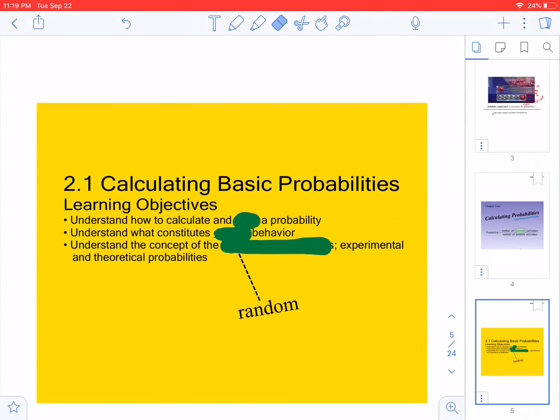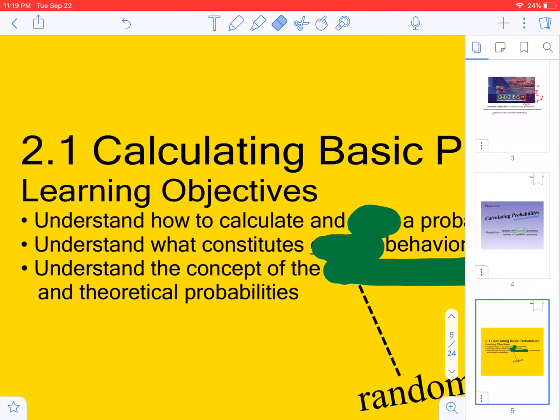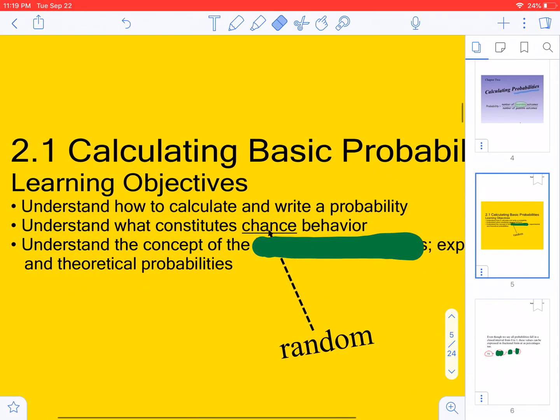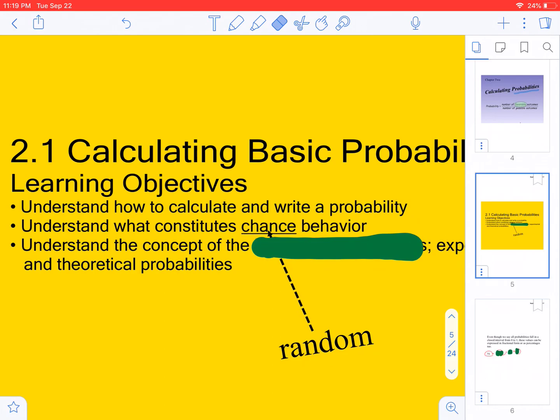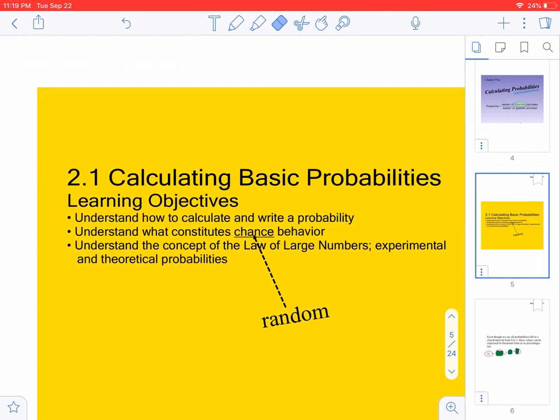All right, there are three main objectives for this particular unit. Number one, you need to know how to calculate and write a probability. Number two, we're going to use this word, what we call chance or random behavior, and we need to understand a little bit about what is going on there. And to help us with that, we need to lean in on a law called the law of large numbers. And we'll be doing experimental and theoretical probabilities and using those probabilities.